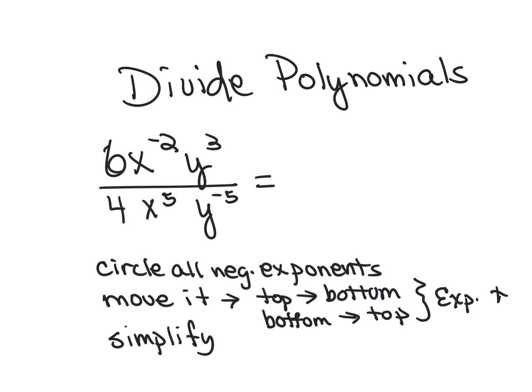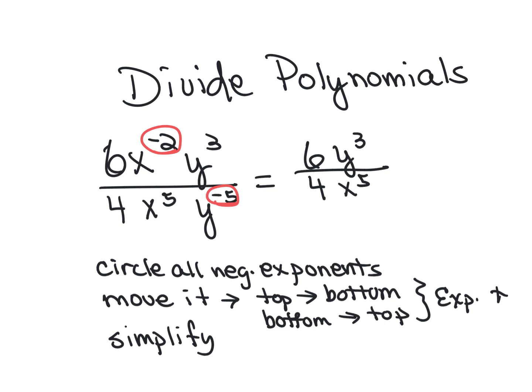All right, so the first thing I'm going to do in this problem when I look at it is I see that I have negative exponents. I have a -2 and a -5. My next step is to move it. That's all we do. Okay, we don't simplify, we don't do anything else. So I am going to leave on top what initially was on top, and that is the 6y to the third power. On the bottom, 4x to the fifth power stays.